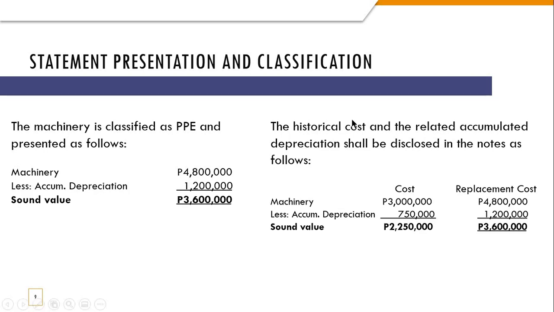Okay? Now, the historical cost and the related accumulated depreciation shall be disclosed in the notes. So, we will still see in the notes to the financial statements the original cost and accumulated depreciation of the asset, as well as its replacement cost. But what we see in the balance sheet, the value of the machinery, is the revalued amount. The 4.8 replacement cost, the accumulated depreciation on replacement cost, and the sound value.